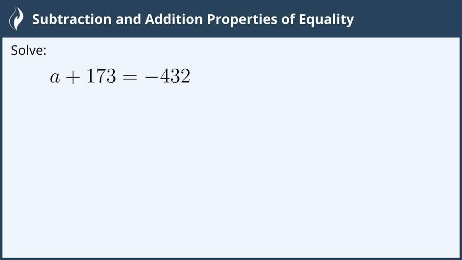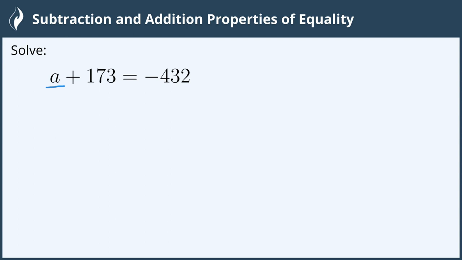Hi everyone! In this video, we will use subtraction and addition properties of equality. Solve the equation a plus 173 equals negative 432. The thing we want to do for solving an equation is isolating the variable. That means making it all alone on one side of the equal sign.